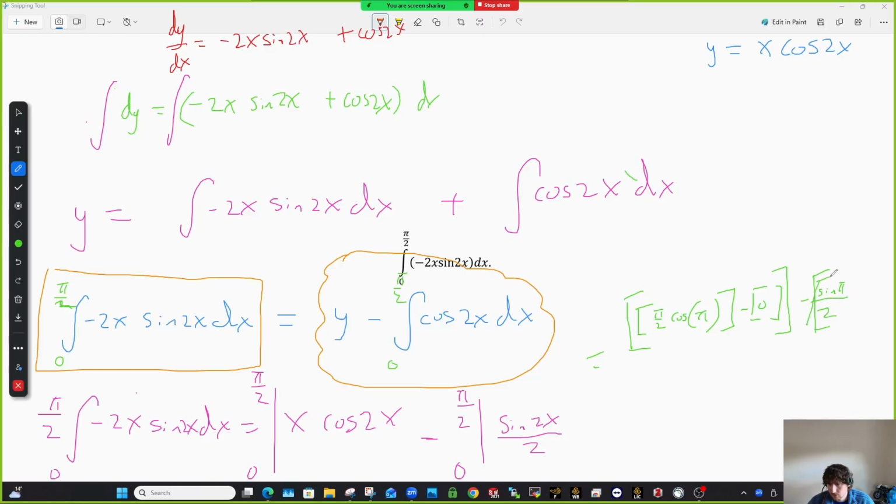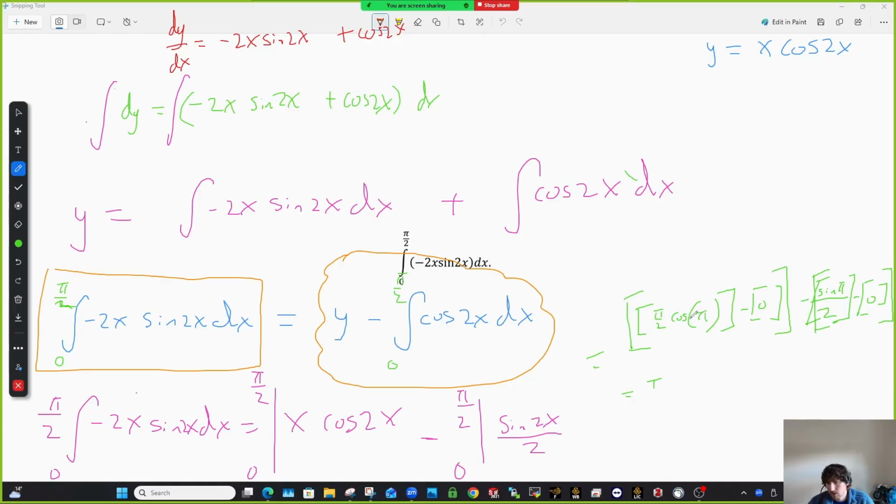There should be a square bracket there, and then that's minus when you put the lower limit in. The reason there's a 0 there is because this is 0 times cos 2 times 0. Just so you know, cos of 2 times 0 is actually 1, but because there's an x here, it's 0 times 1. But when you put 0 in for sine here, the thing just becomes 0, okay? So that's just a thing to watch out for.